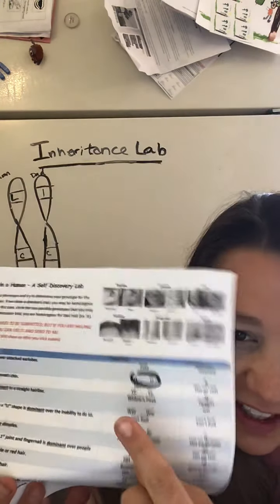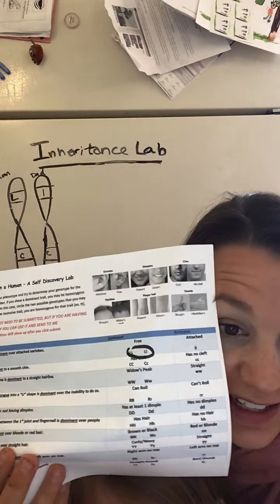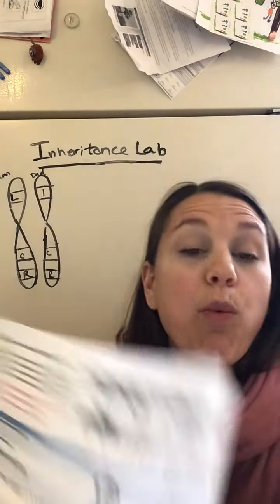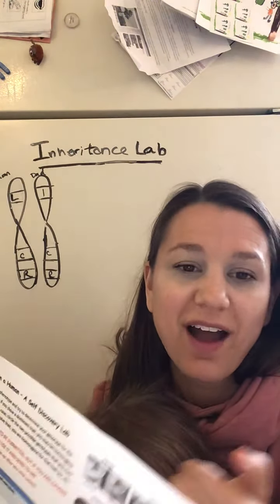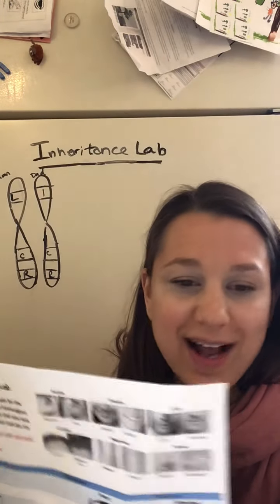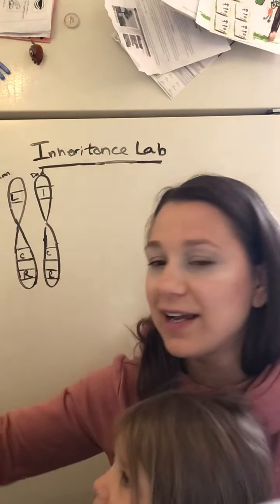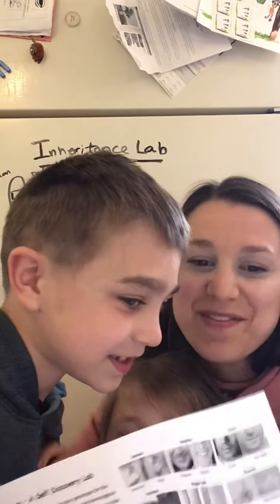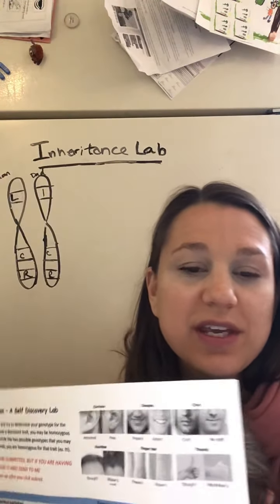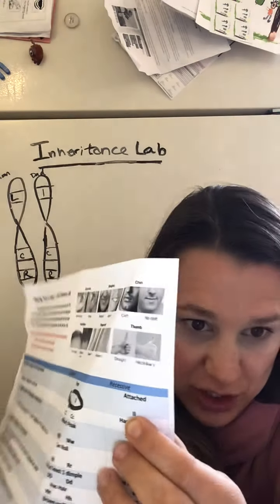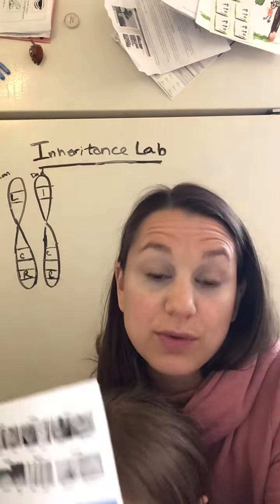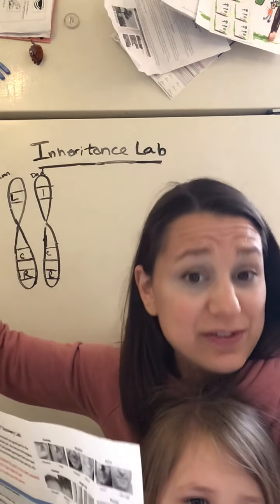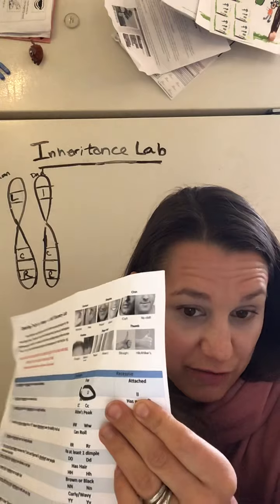So for us over here, if I'm filling this out for myself, I have free earlobes. So that means I have at least one dominant gene. Whereas if I'm looking at Connor, my big guy, he's got attached earlobes, so he would have two copies of the recessive gene. The only way for him to have gotten two copies of the recessive gene is to get one copy from his father and one copy from me.